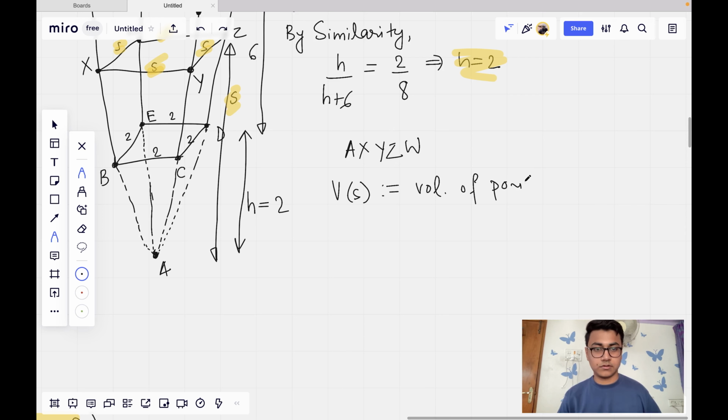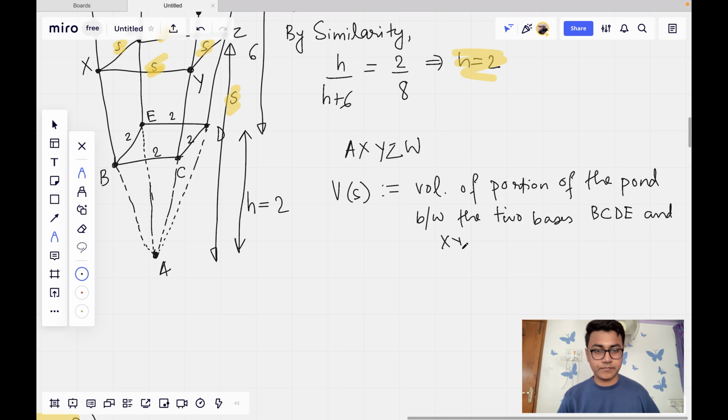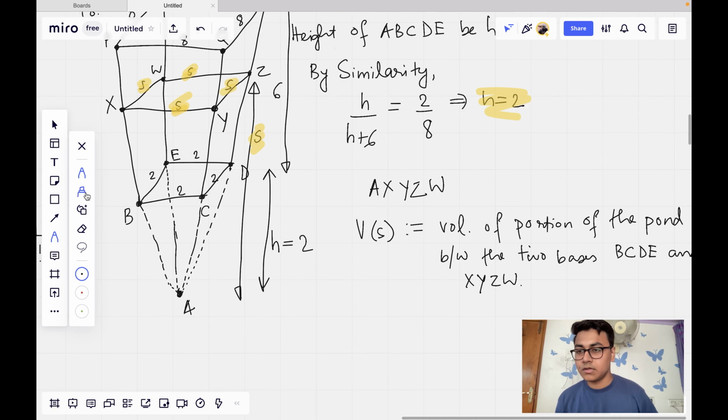between the two bases B, C, D, E and X, Y, Z, W. So Vs is just this volume that we are looking at.